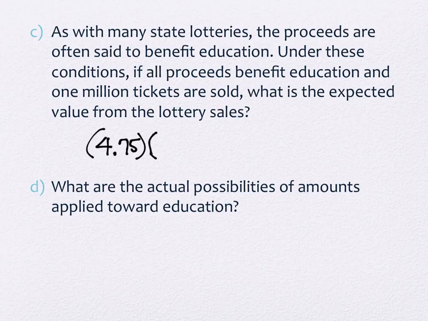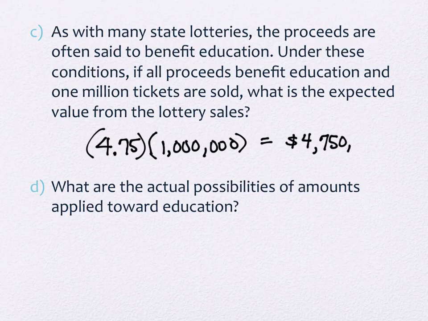And this premise is they sold 1 million tickets. So if you have 1 million tickets and your average gain is 475, and you multiply these together, you will gain $4,750,000. Okay, so the idea, as promoted, is that that money would go into the balance for education. Okay, all good? Okay.